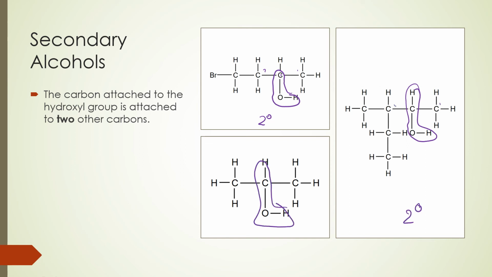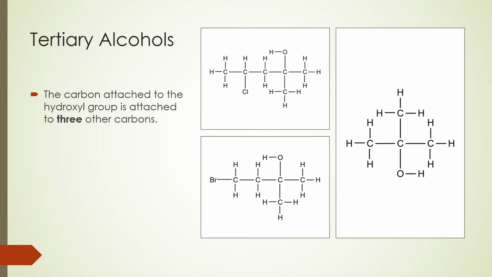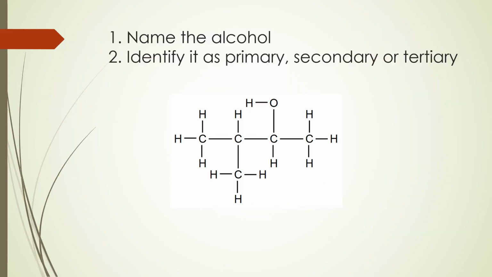Once again, find that carbon. 1, 2, secondary alcohol. Tertiary alcohols, find the carbon attached to the hydroxyl group. How many carbons are there attached to this carbon? 1, 2, 3, so it's a tertiary alcohol. Find the carbon. 1, 2, 3 other carbons, tertiary alcohol. Find the carbon. 1, 2, 3, tertiary alcohol.